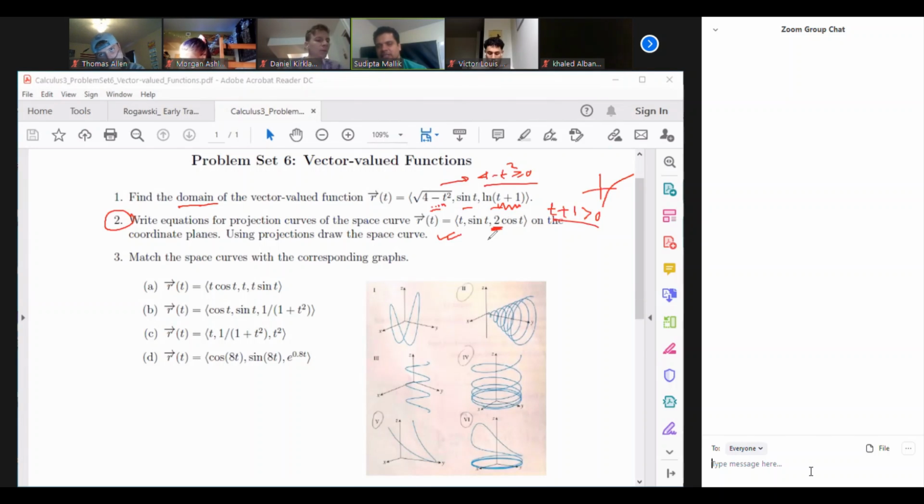Because the projection on the xy plane, or here the yz plane, is not going to be a circle. Can you guess what that's going to be? y equals sine t and z equals 2 cosine t. What is the parametrization?